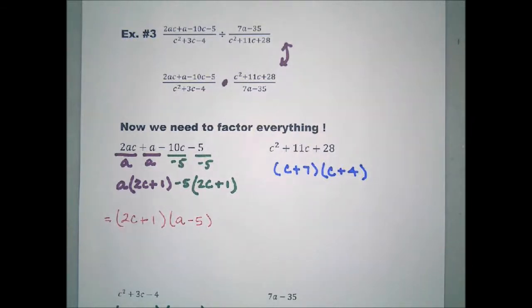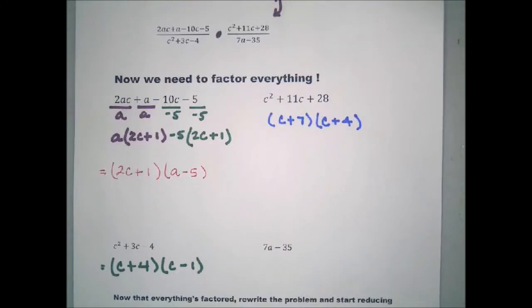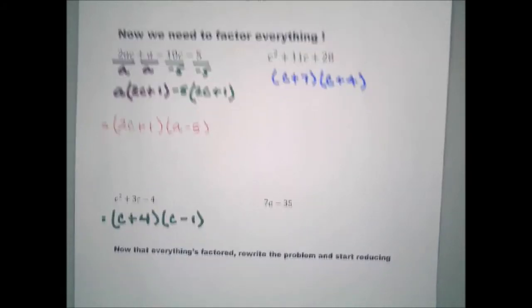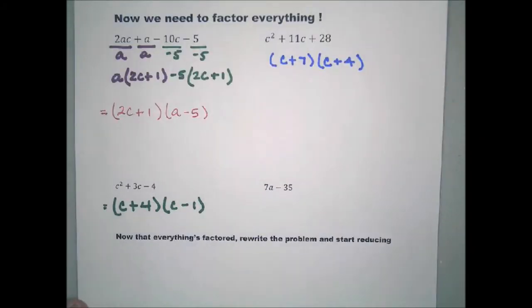Now, let's move on to the denominator of the first fraction, c squared plus 3c minus 4. That's another regular trinomial just like the last one. All I'm looking for are the factors of -4 that add up to +3. So you can see I've already got it factored. It's c plus 4, c minus 1.